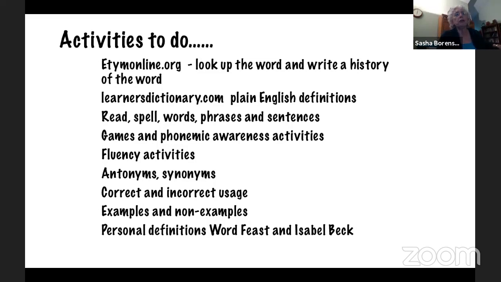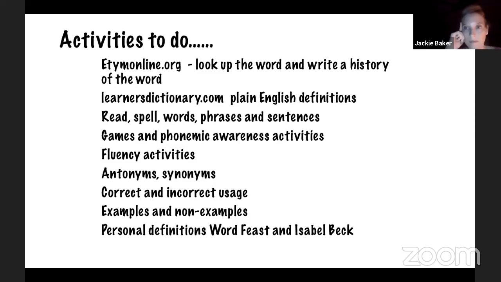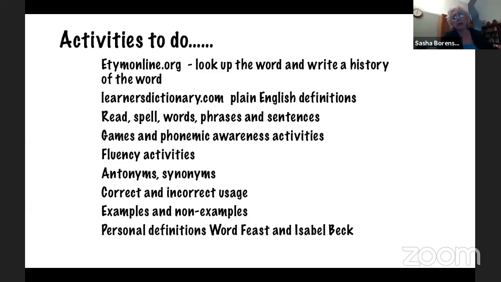We want to do phonemic awareness with everything, everything. So just as you add a sound in a one syllable word, you can add a prefix. You can omit a prefix. You can shift sounds in the middle syllable. So you can do phonemic awareness on the multi-syllable level also. You want to do fluency activities with your kids. You want to talk about vocabulary, synonyms, antonyms, shades of meaning in the words that you're exploring. You want to use correct and incorrect usage.